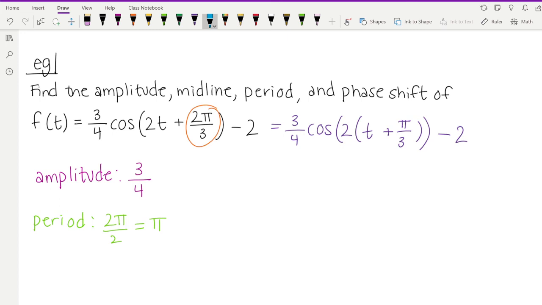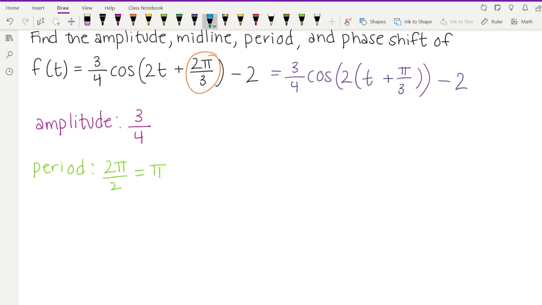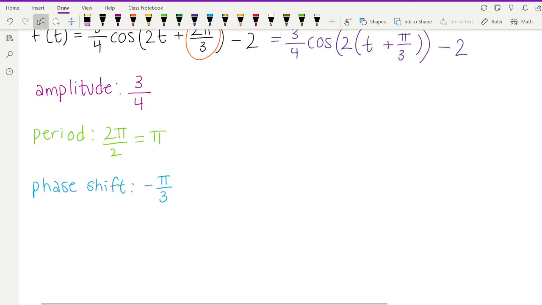Okay, so now that we have that, we can actually read what the phase shift is. So this function is going to be shifting to the left by pi over 3, and so we can say the phase shift is negative pi over 3. Remember, you put a sign on the phase shift to communicate whether it's going to the right or the left. And then the last thing is the midline. Remember, again, the midline is always just determined by the vertical shift. And so in this case, the midline is y equals -2.